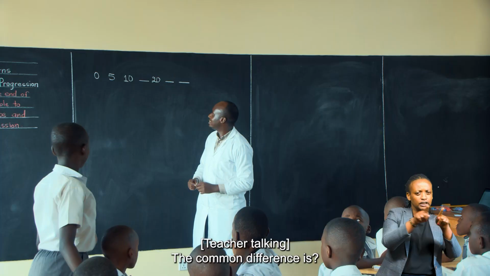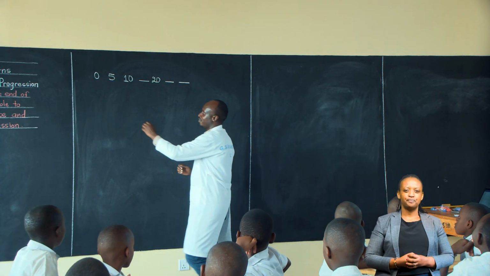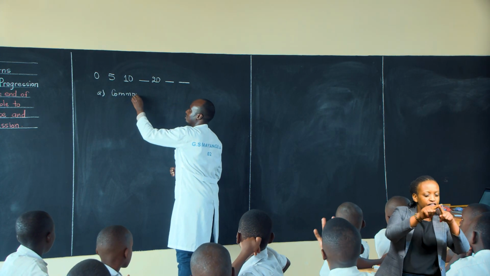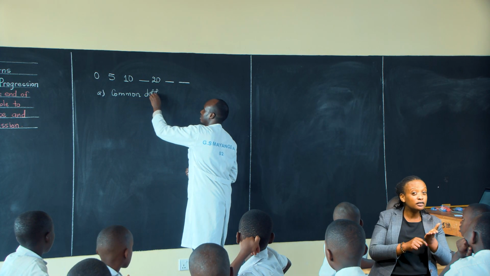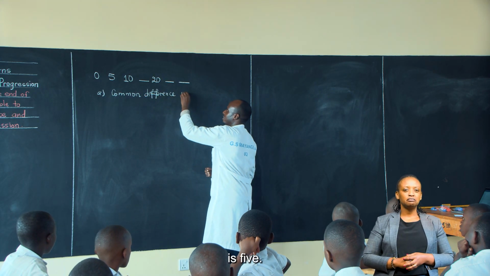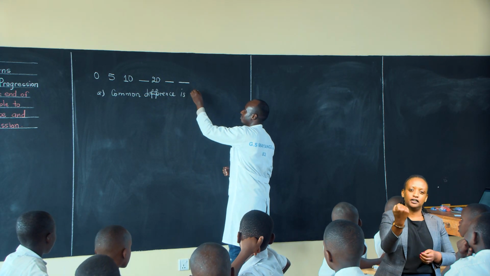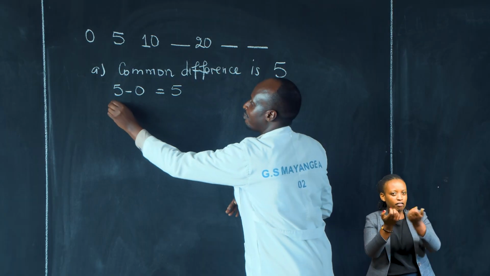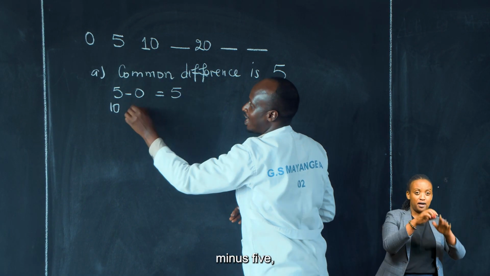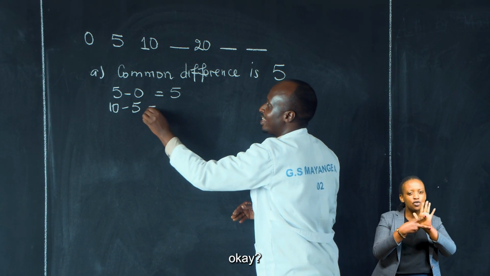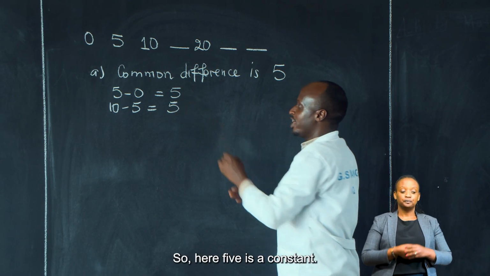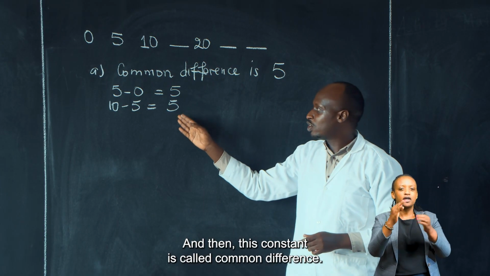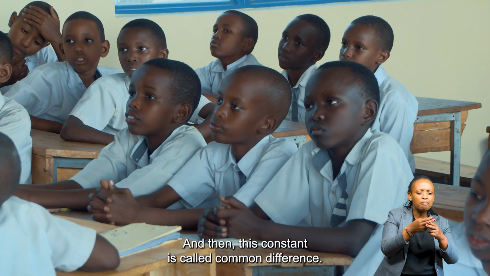The common difference is 5. We get 5. Also 10 minus 5 equals 5. So here 5 is a constant, okay? And this constant is called the common difference.